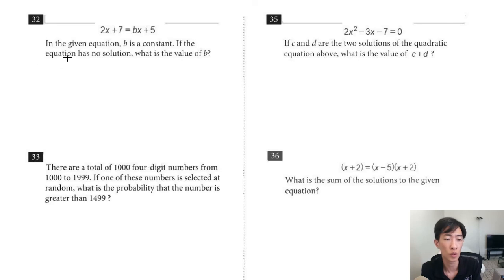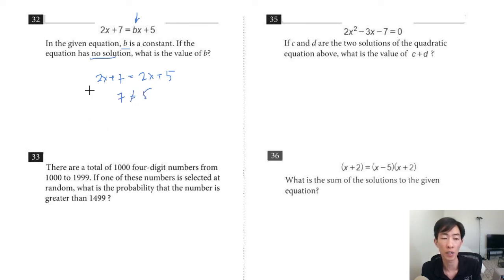Question 32, in the given equation, b is a constant. If the equation has no solutions, what is the value of b? So this is actually very easy. All you have to do is make b 2, and I'll show you why. 2x plus 7. If the right side said 2x plus 5, notice what happens. 2x subtracts out, and then you're left with 7 equals 5, which is not true.